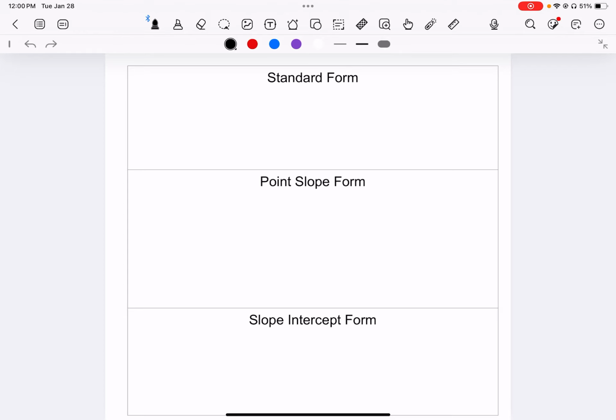This lesson is going to be on writing equations from word problems. Before we start, we're going to review the three forms of a linear equation that we could have. Standard form is going to be ax plus by is equal to c. And in standard form, there can be no fractions.